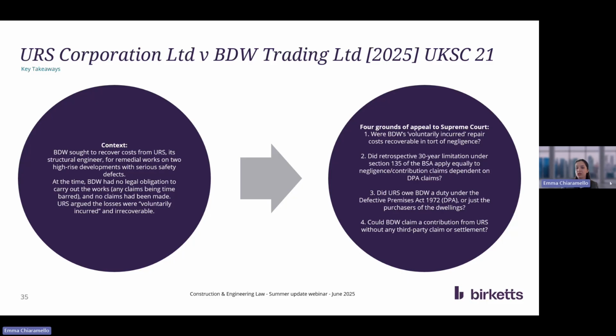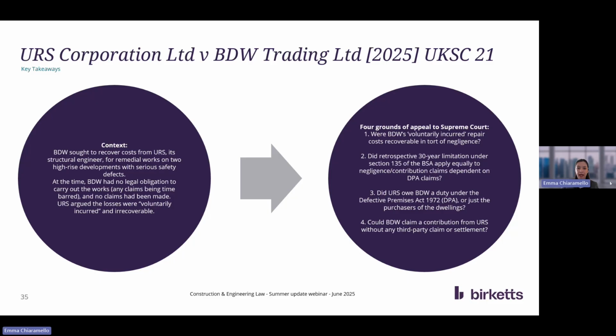So at the time of issue, claims against BDW under contract and under the Defective Premises Act were actually time barred, and it wasn't until June 2022 when the Building Safety Act came in and retrospectively extended the limitation period that applies to claims under the Defective Premises Act for failure to provide a habitable dwelling. That was extended from 6 to 30 years retrospectively. So as a result of that, the pleadings were amended to include those Defective Premises Act claims and also to seek a contribution from BDW under the Civil Liability Contribution Act 1978.